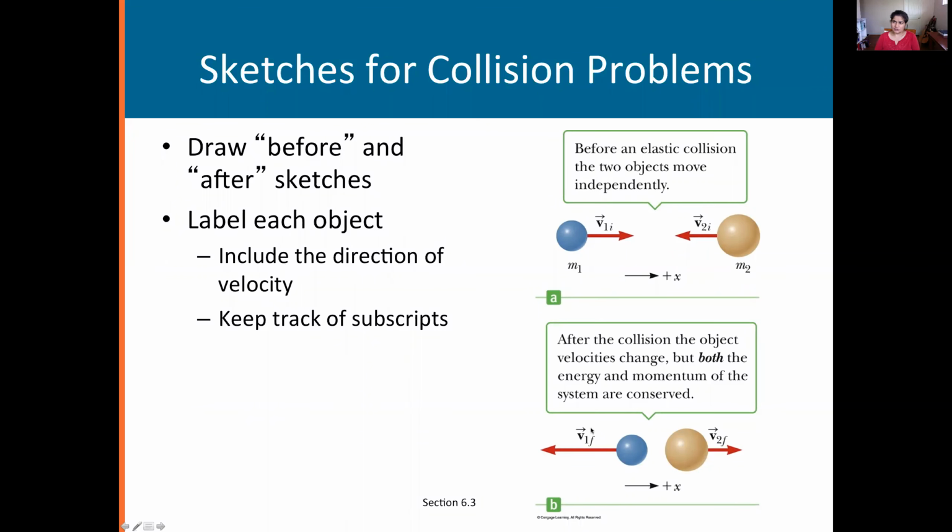So the sketches for collision are always a before collision picture and an after collision picture. So here's my before collision, here's my after collision. I've marked out the x direction, the positive x direction. This already tells me that the value of this is going to be a negative number. This is going to be a positive number.